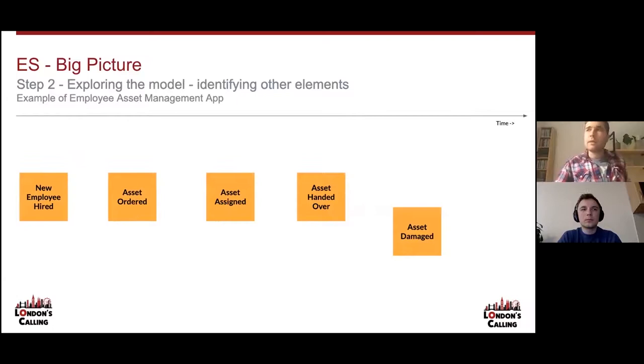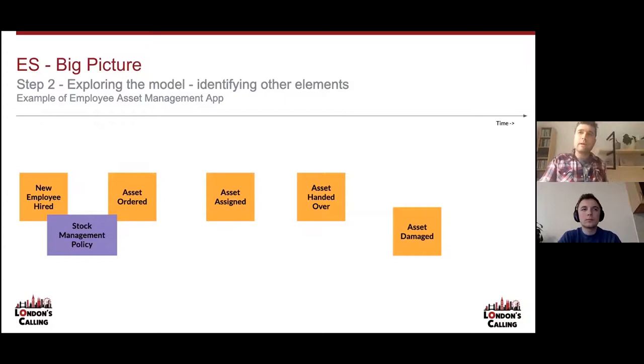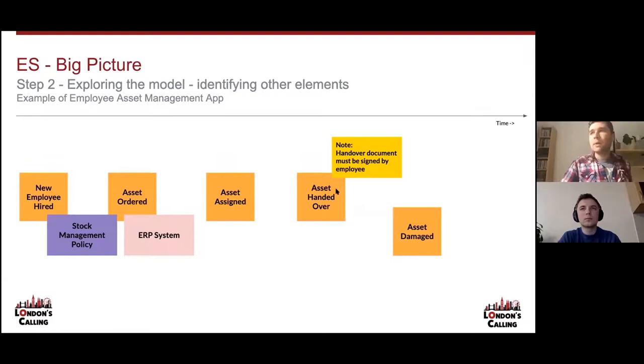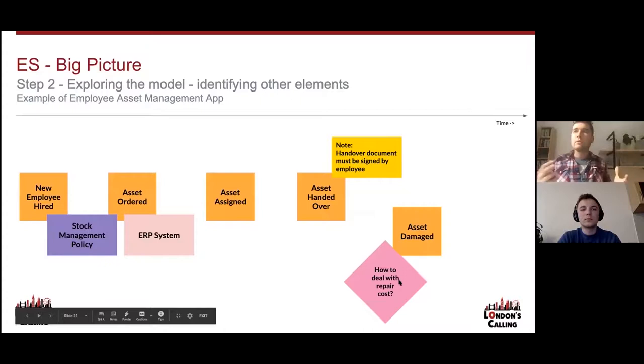So how will it work? Let's take a subset of our events. When a new employee is hired, maybe we have a policy that automatically, based on that event, will trigger another event that the asset was ordered. The ordering of the asset may be integrated with an external context, an external system. Maybe when we hand over the asset, we might add a note that some kind of handover document must be signed. Maybe there is something that we don't know during this storming session, like how to deal with repair cost in case the asset was damaged. Let's put it as a card and leave it for later.